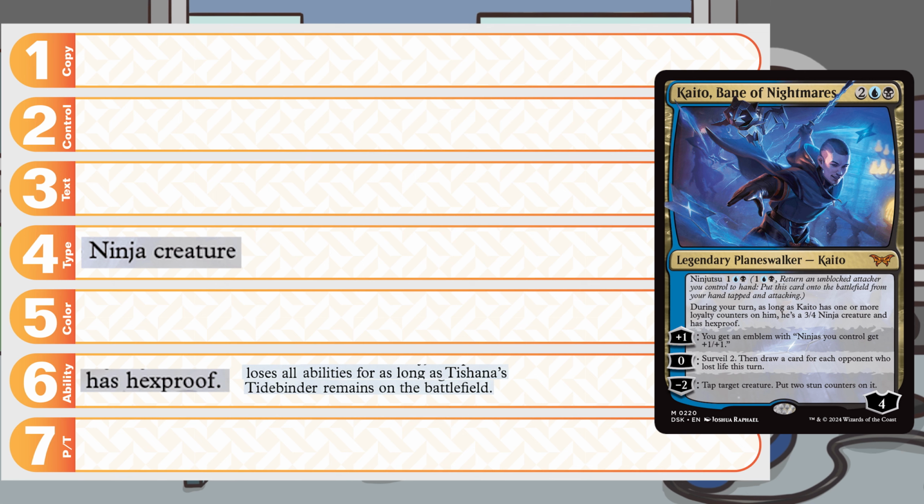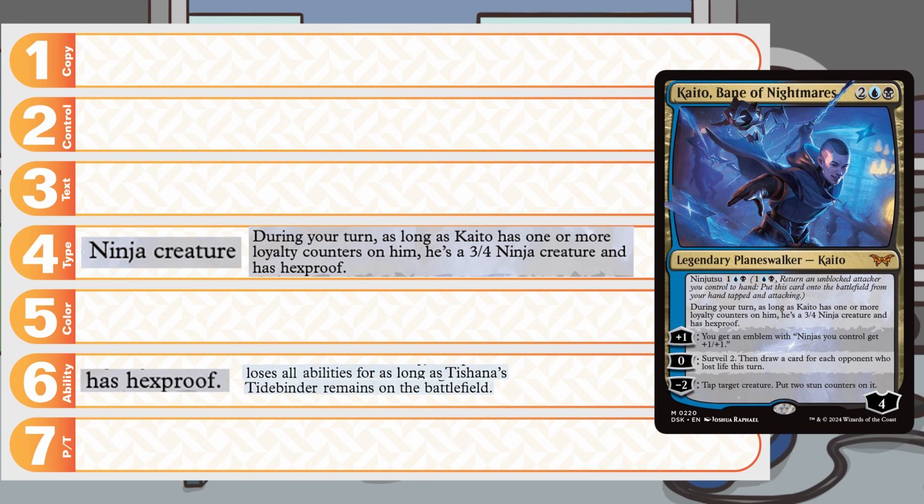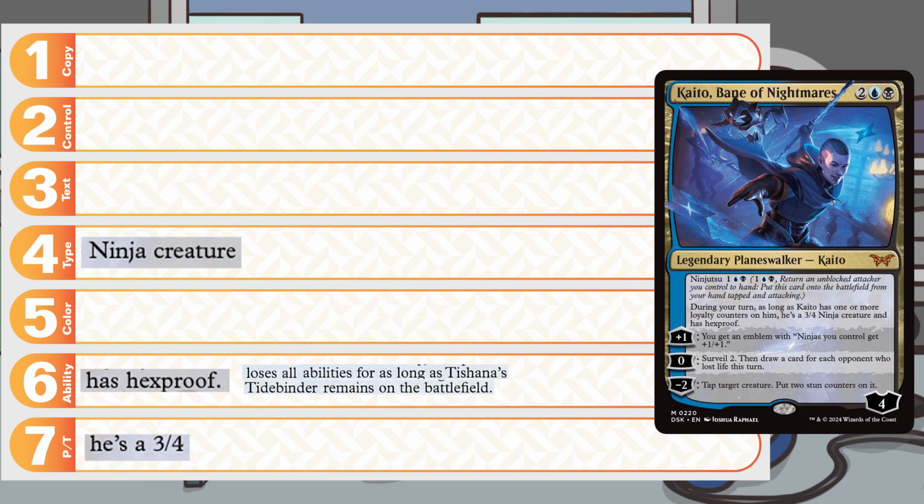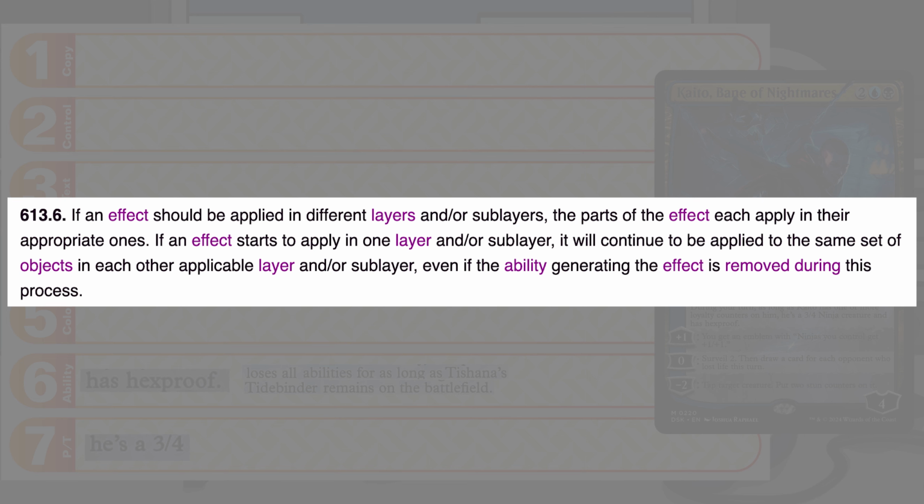Oh, snap. We don't have an ability anymore that gives it a power and toughness. What do? Help? Well, actually, we do, because that ability was still applying, and that goes all the way down. So once we pasted that ability in, that goes all the way down the layers, including the power and toughness. So it's going to have that 3/4 power toughness, right? Yep. Because there's a rule that says if an effect should be applied in different layers or sublayers, which Kaito's ability is, the parts of that effect each apply in their appropriate ones.